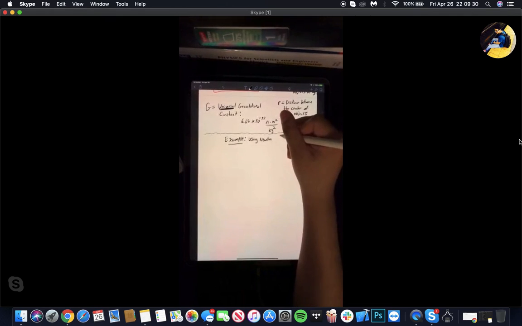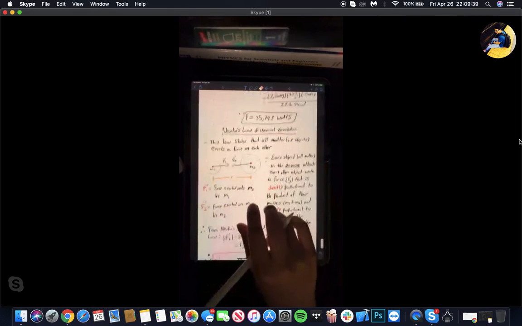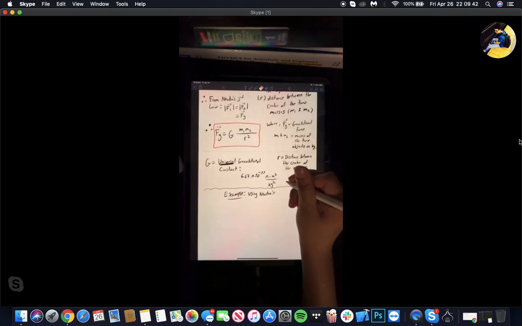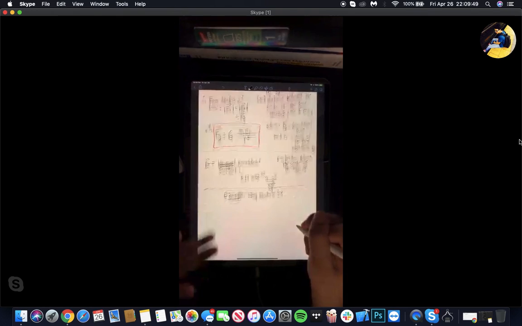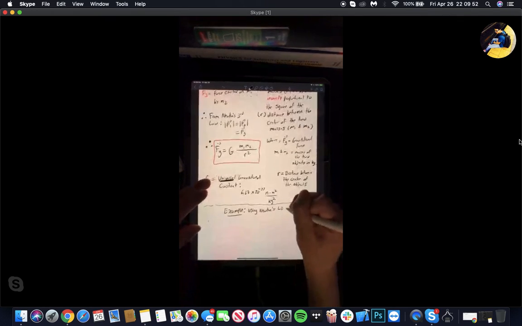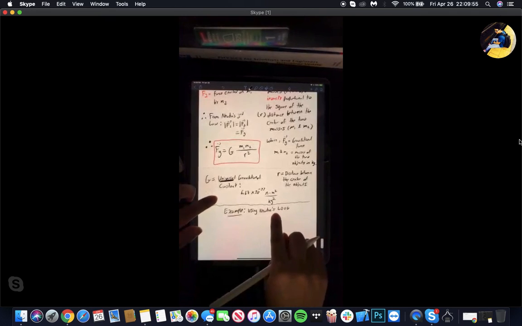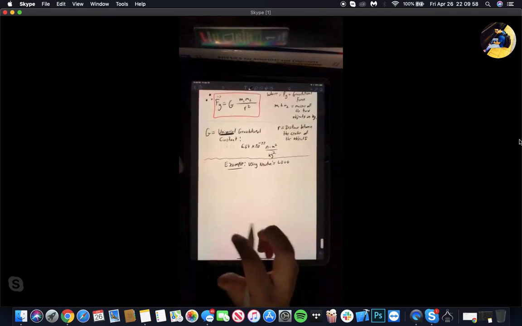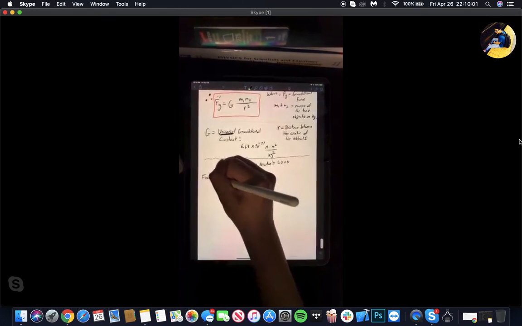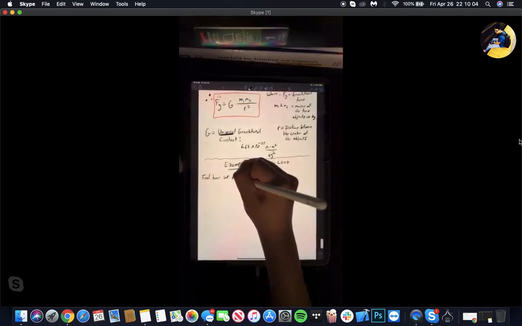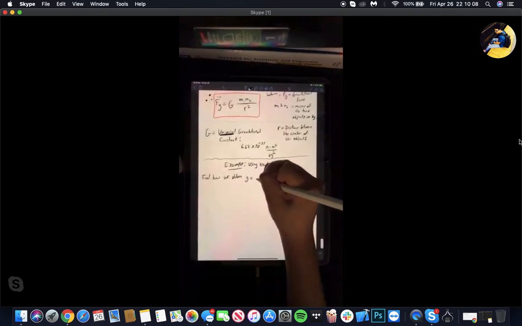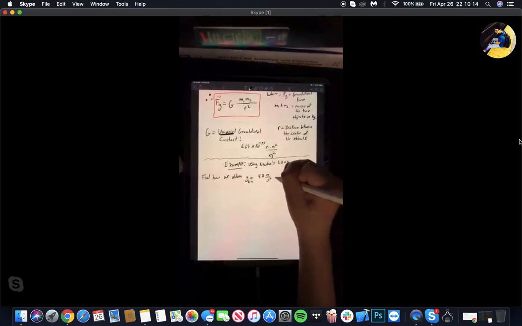Okay. So using Newton's law of universal gravitation, the thing is, find how we obtain G on Earth, which is 9.8 meters per second squared. How do we do that?